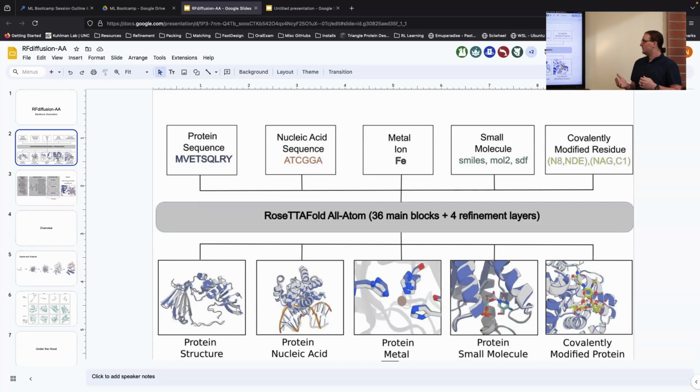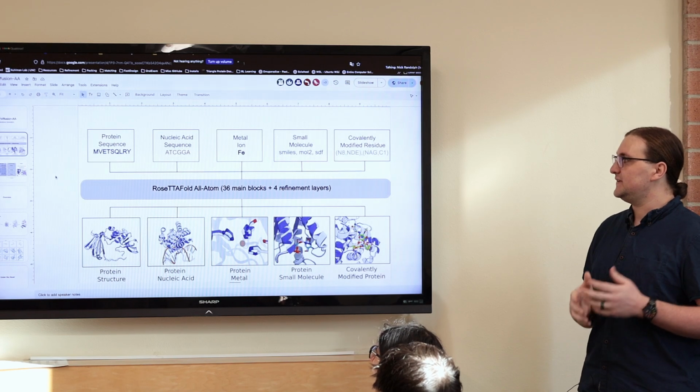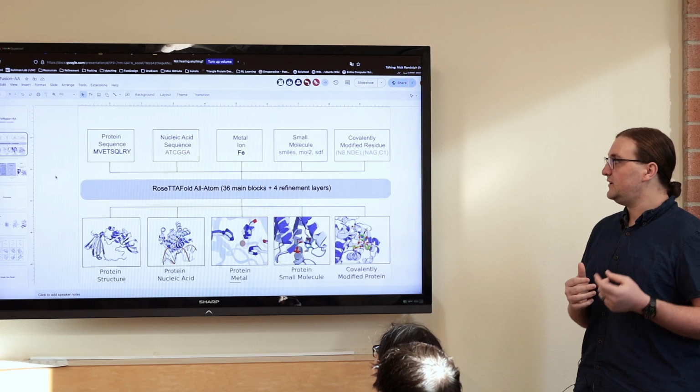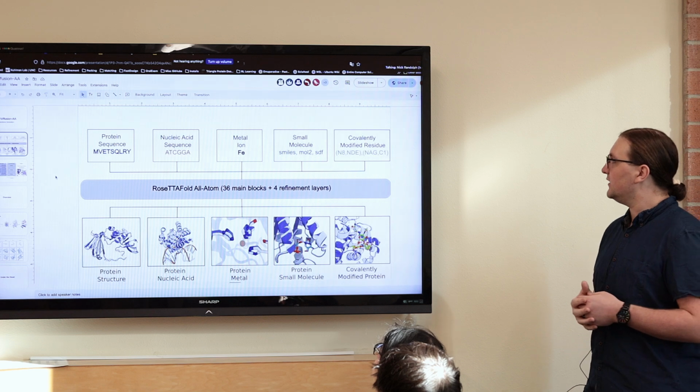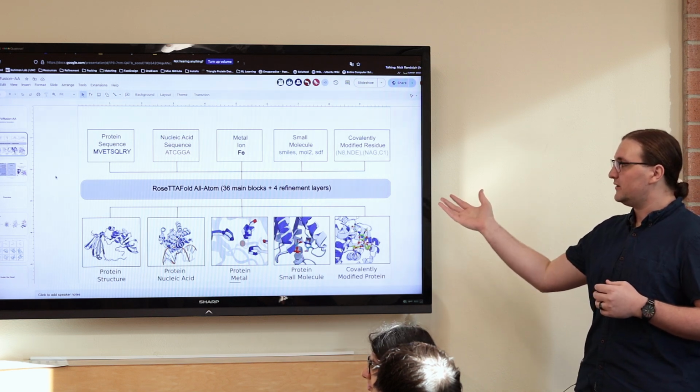The main differences between RoseTTAFold and RoseTTAFold all atom are quite similar to the differences between AlphaFold 2 and AlphaFold 3. Instead of just taking in proteins, it takes in other molecules as well: nucleic acids, ions, small molecules, as well as covalently modified residues. So it takes in the sequence of the protein and nucleic acids, what molecules are there, as well as which residues are modified. It takes all that and throws it through RoseTTAFold 2, essentially.